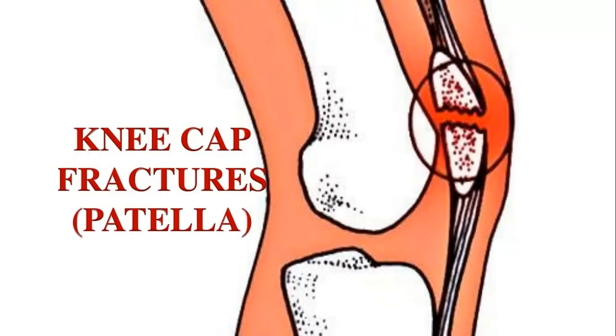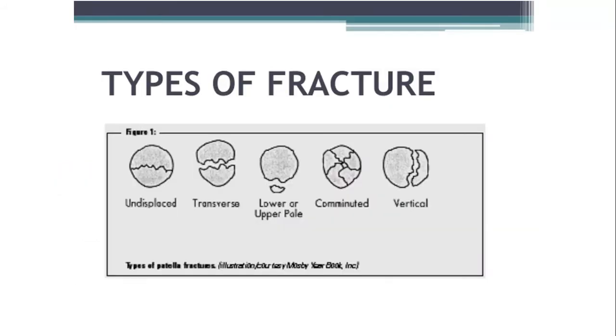So fracture can also occur in this patellar bone. These are called the kneecap fractures, patellar fractures. There you can see. And the fractures can occur in four types. There may be undisplaced simple fracture. Here, there may be transverse, so fracture means that the two ends they are away from each other.